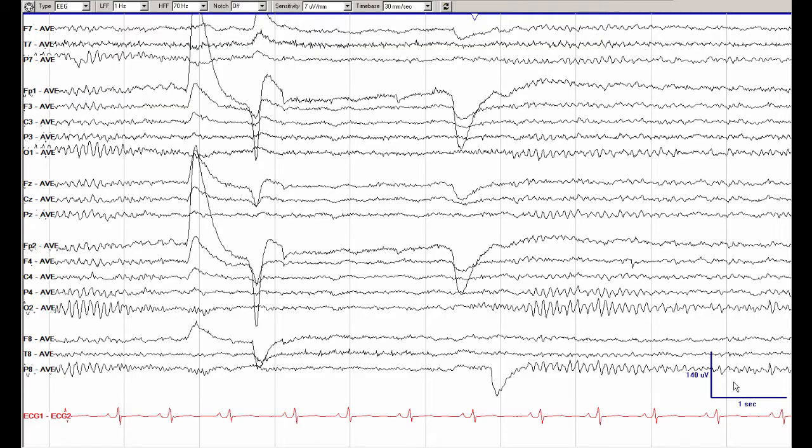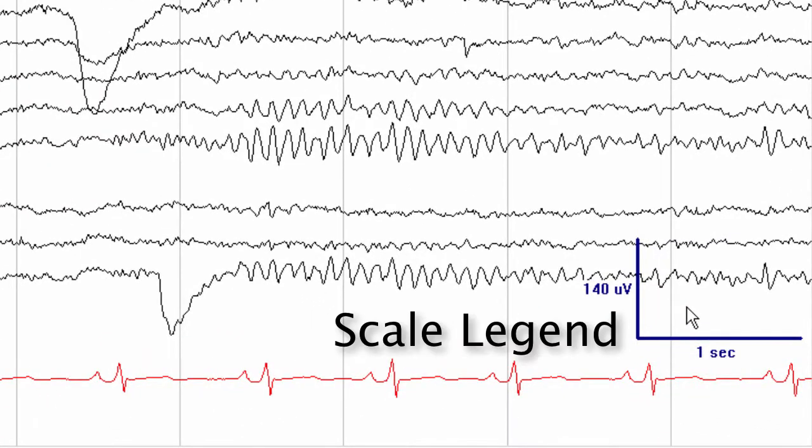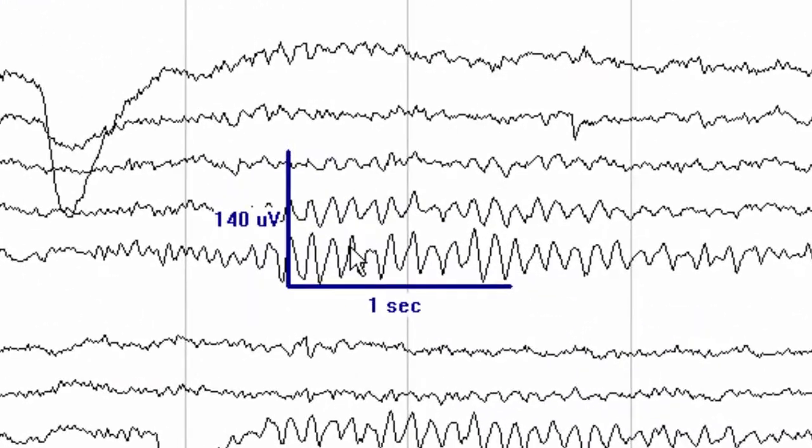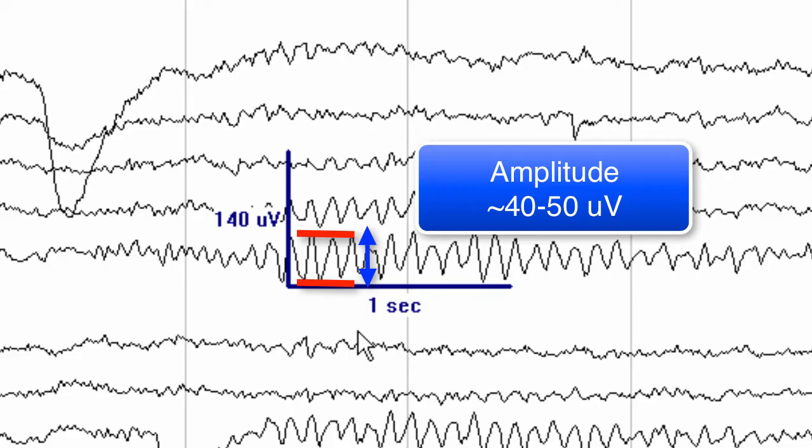As well as switching the montage, I have also inserted a scale legend which we will use to estimate the amplitude of the alpha rhythm. Here I have placed the scale legend next to the O2 channel and will measure the amplitude by looking at the total deflection from lowest point to highest point. In this situation, the deflection from lowest to highest point takes up approximately 1/3 of the scale legend, which would mean that the amplitude of this alpha rhythm is somewhere between 40 and 50 microvolts.